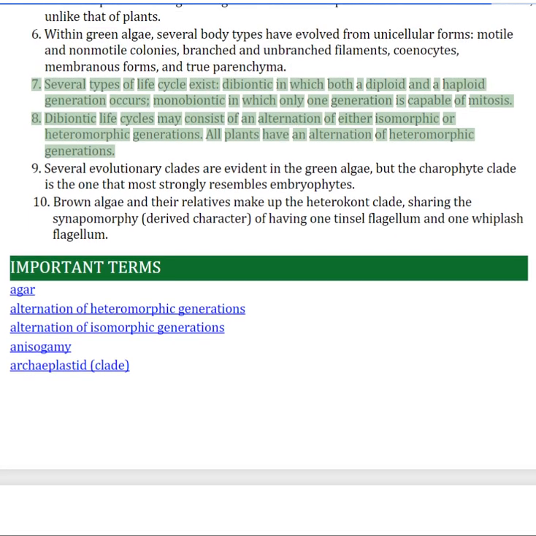7. Several types of life cycle exist: dibiontic, in which both a diploid and a haploid generation occur, and monobiontic, in which only one generation is capable of mitosis. 8. Dibiontic life cycles may consist of an alternation of either isomorphic or heteromorphic generations. All plants have an alternation of heteromorphic generations.